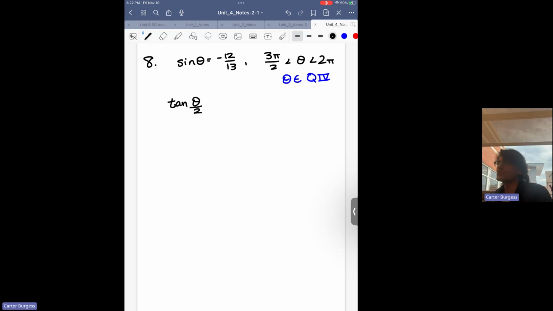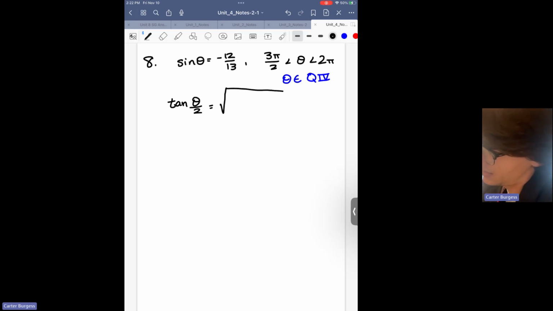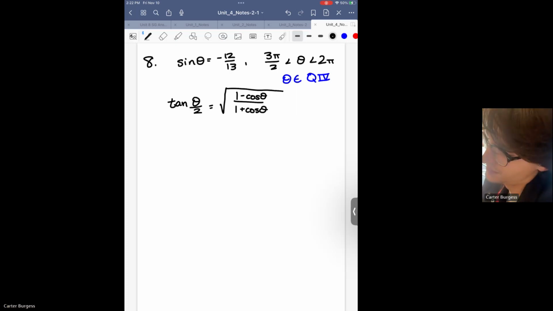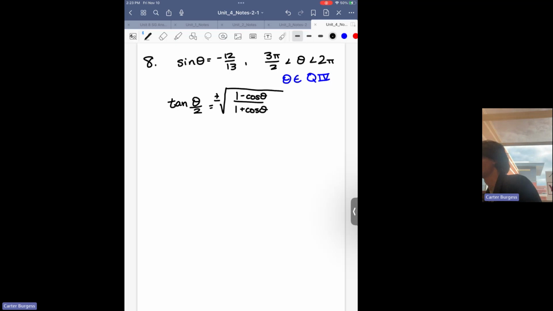Okay, we have a lot of options with which formula to use with tangent of theta over 2. You can use any of them. They're all the same. All of that is perfectly fine. I'm going to do the one that's literally sine of theta over 2 over cosine of theta over 2. That would be our square root of 1 minus cosine over 1 plus cosine. Plus or minus? But you certainly can do any of the others and you'll get the same result.